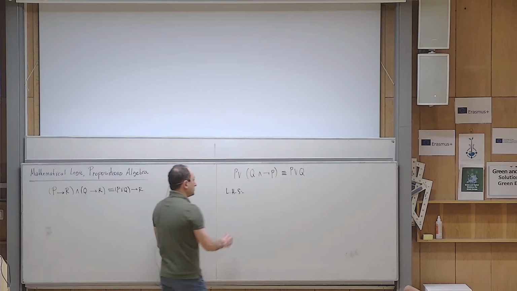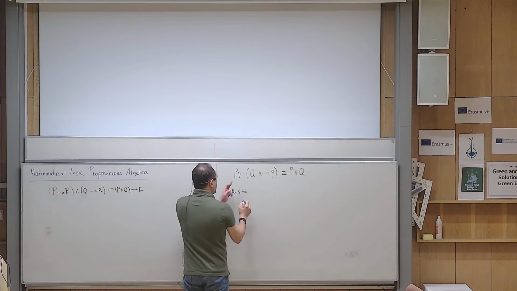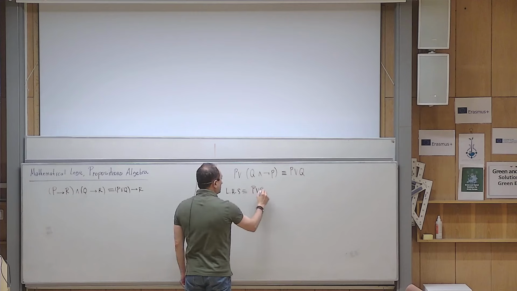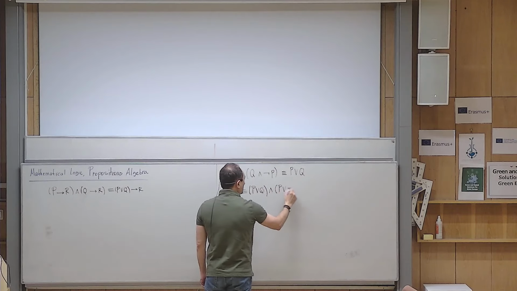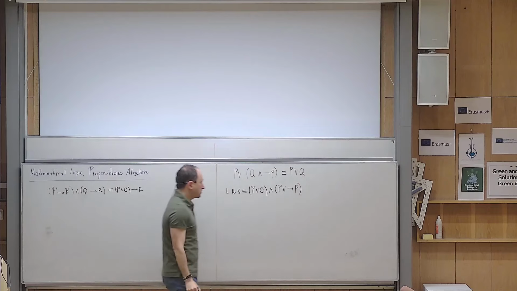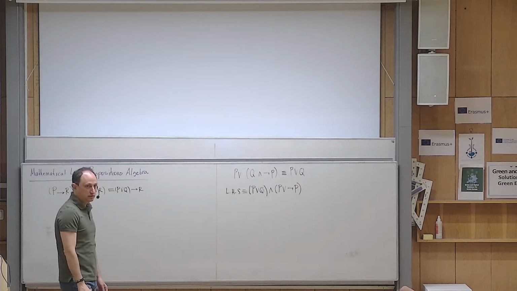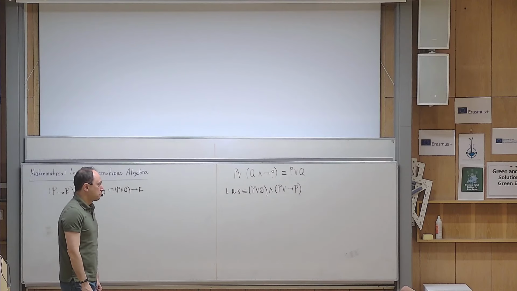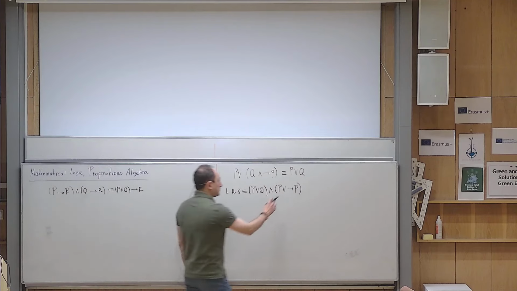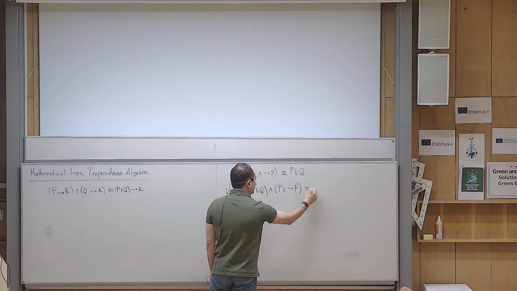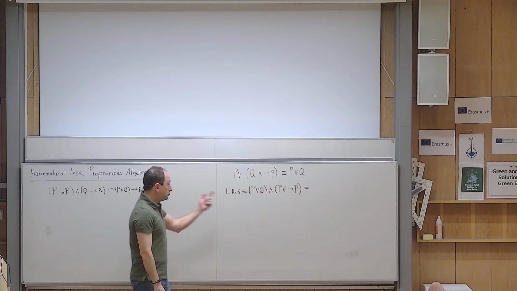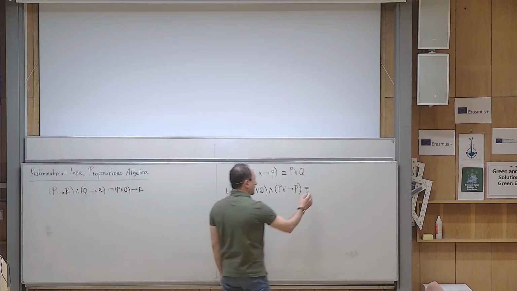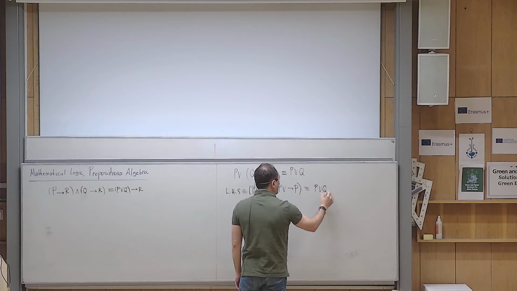So how should I distribute this? I would say P or Q, and P or not P. Is that understandable how I'm writing it? Yes? But is there any other law involved here? For P or Q, I cannot write anything specific, so let me copy and paste it.